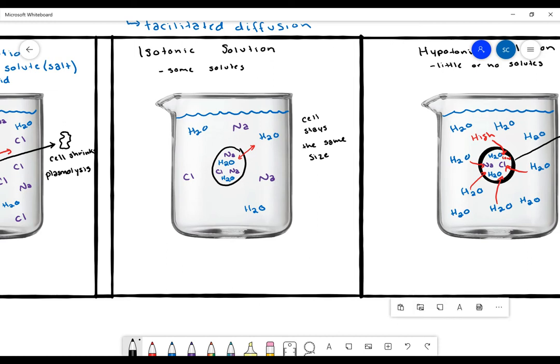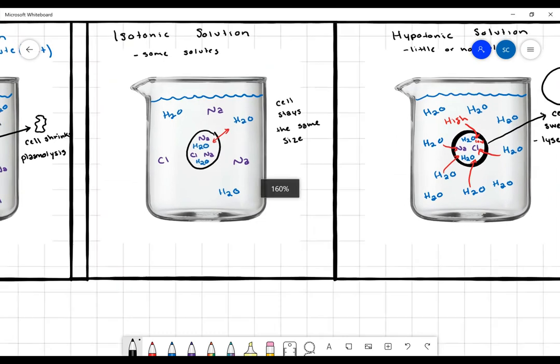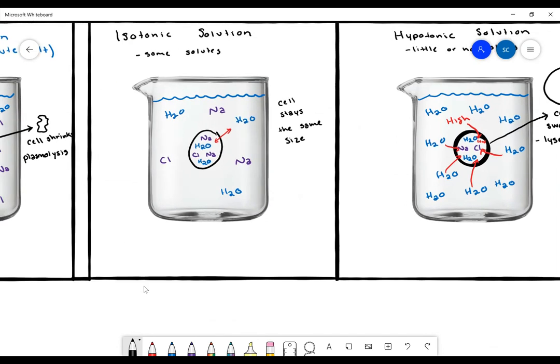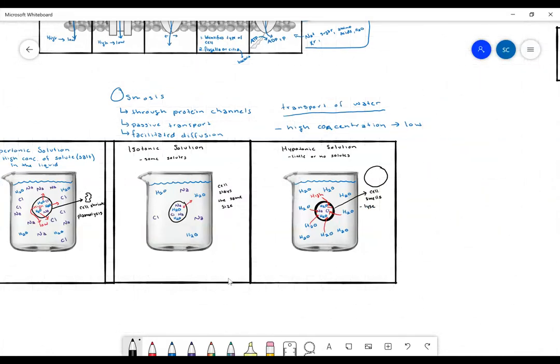Okay. Any questions on osmosis before we move on to our last transport? No questions so far? Great.